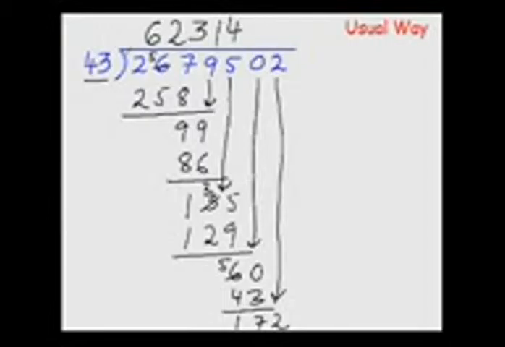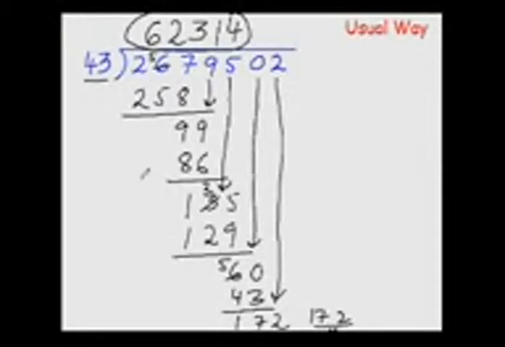So 4 times 3 is 12. So where should I write 12? Okay, I'm writing it here. And 4 times 4 is 16, and 16 plus 1 is 17. So subtracting 172 from 172, the remainder would be nothing, 0. Okay, so finally our answer or our quotient is this, 62,314.